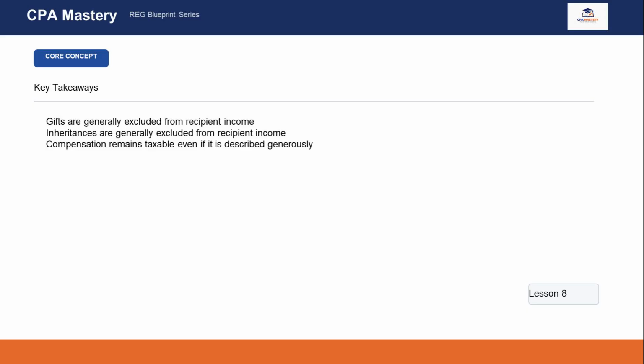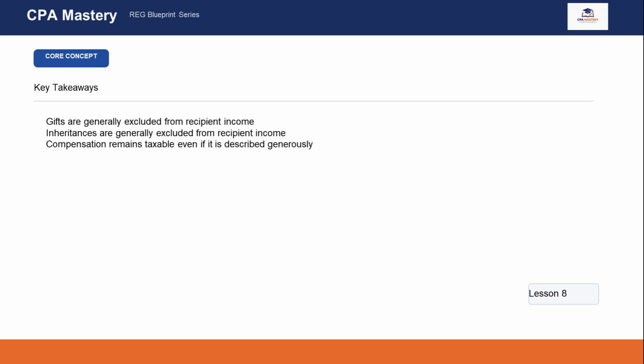Let's wrap up the lesson. Gifts are generally excluded from gross income when they are motivated by detached generosity rather than compensation. Inheritances are also generally excluded from gross income for the recipient. The most important exam issue is distinguishing a true gift from a taxable payment for services. That means you should always focus on the reason for the transfer and the intent of the person making it.